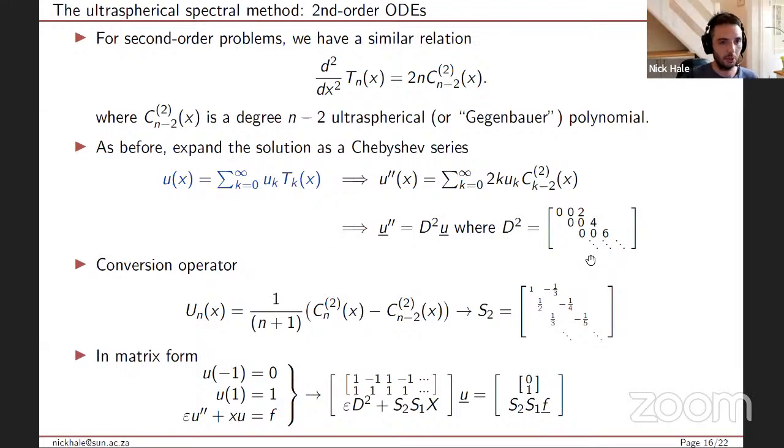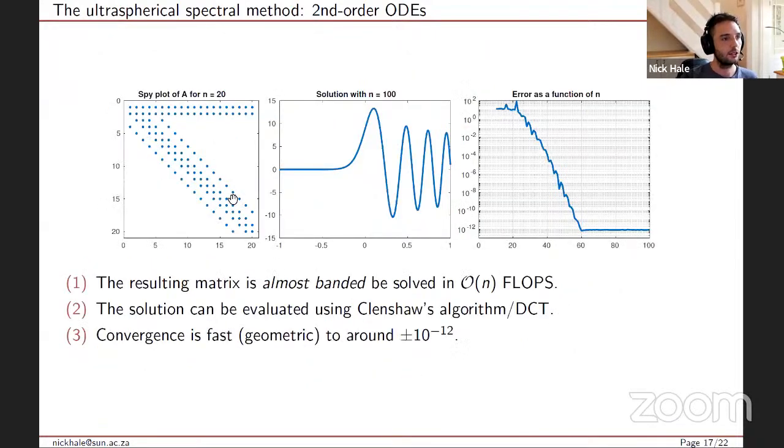Okay, so I'm running out of time, so I'll go quickly. We end up with a nice differentiation matrix. We can, again, get a conversion operator between those two spaces, and then we end up with a linear system of equations that looks like this. So what does that look like? Well, we end up getting an almost banded matrix. So it's not tridiagonal anymore. It's, I guess, a septadiagonal matrix, almost banded. But again, we can solve this very quickly in O of n floating point operations, and we get the fast geometric convergence that we want down to at least 10 digits.